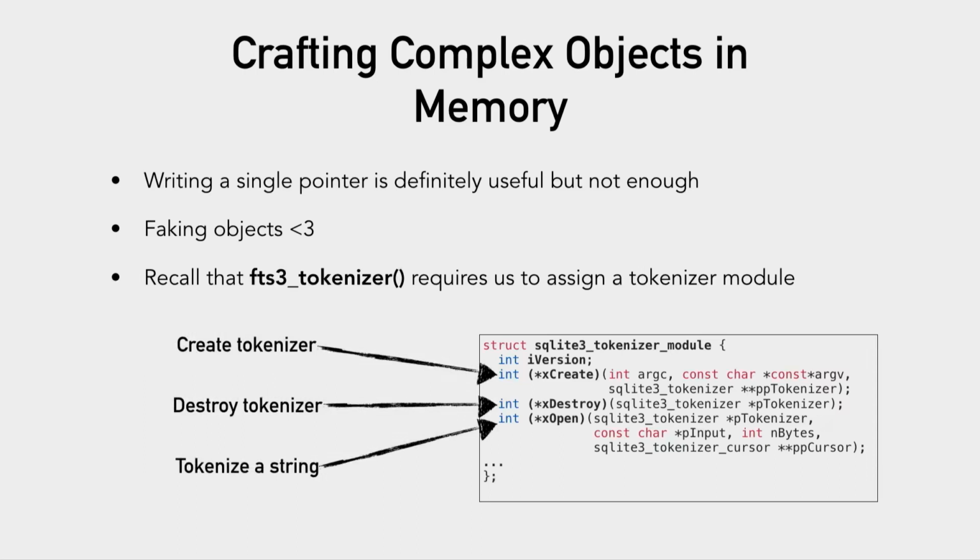First of all, we have the create, which is the constructor. Then we have the destroy, which is the destructor. Obviously, we want both of them to be valid because we don't want to crash during our exploitation. The third function pointer, open, actually tokenizes a string. So it gets a string as an argument. This would be a really good place to put our system function so we can execute code as we wish.